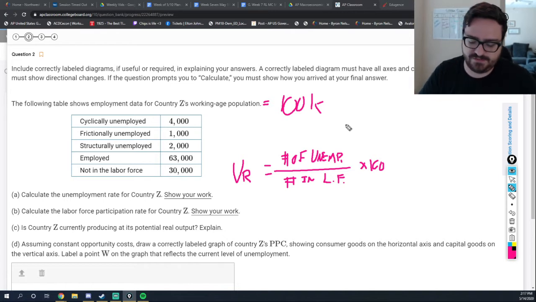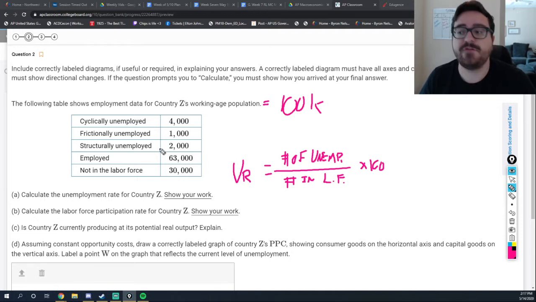Well, this one's kind of easy to logically deduce. If these people aren't in the labor force, I guess, who's in it? Everybody else. People are like, how do I figure out the labor force? It's everyone who's not out of the labor force. If you're not in the labor force, then you're not. Cool. Then everybody else would be in the labor force.